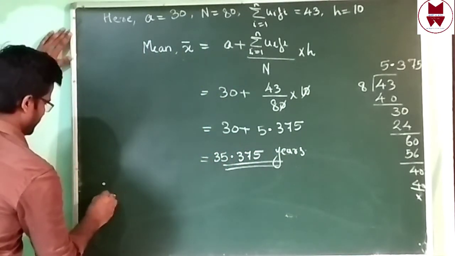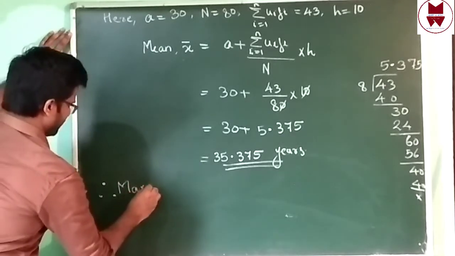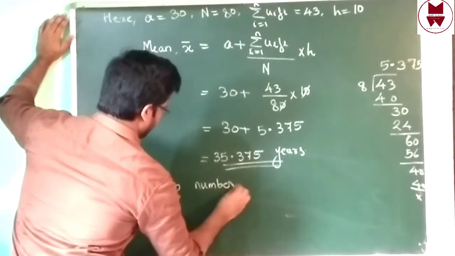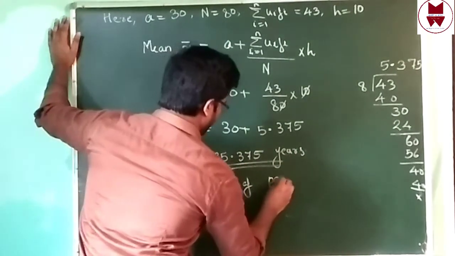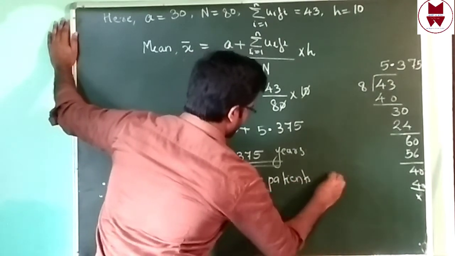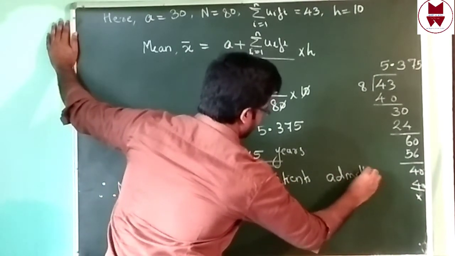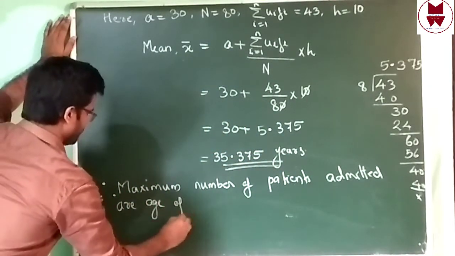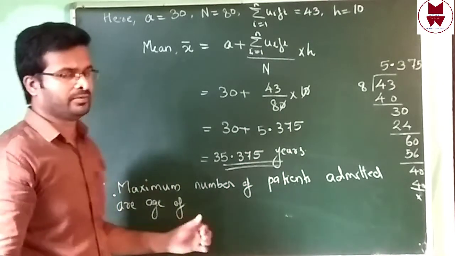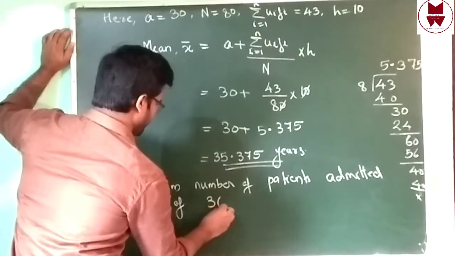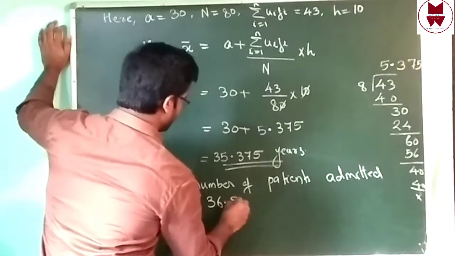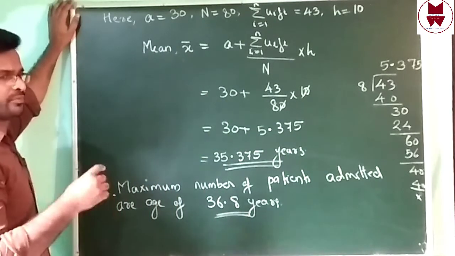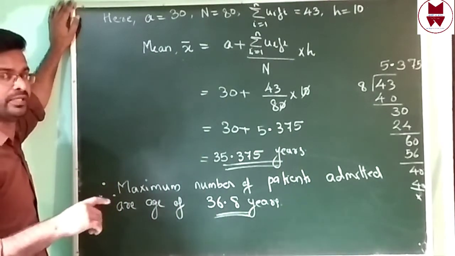Then we can write, therefore, maximum number of patients admitted are age of, which age? That means we are talking about mode. Mode, already we got mode, isn't it? That is 36.8 years. Then mode means which number repeated more times, that is known as mode, isn't it?